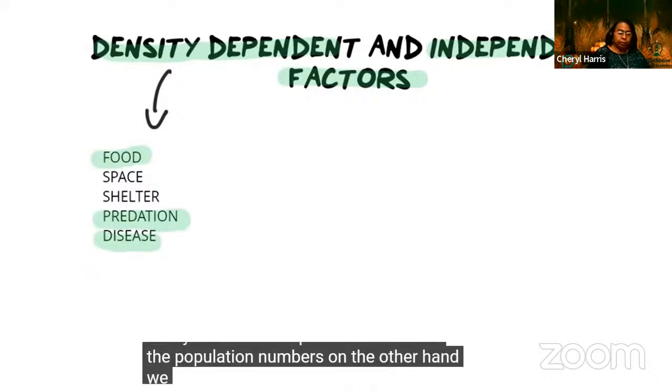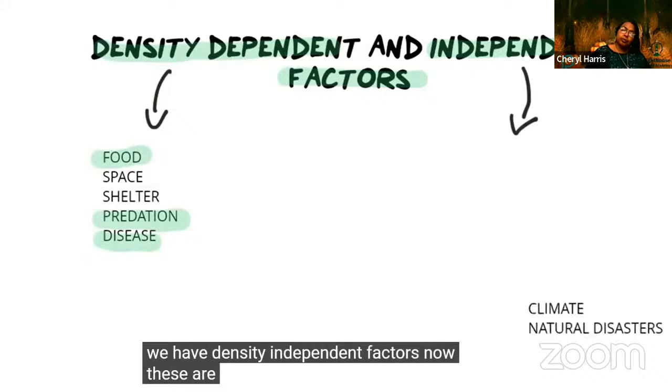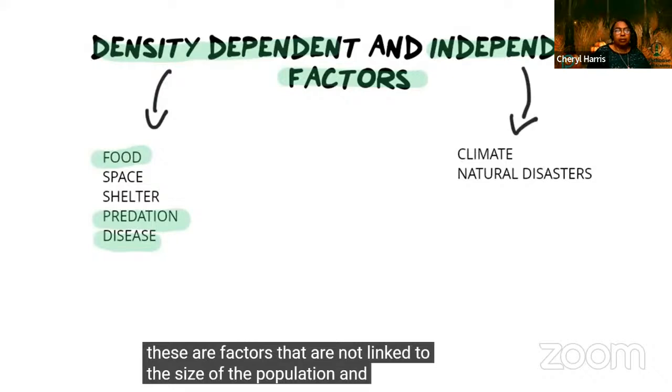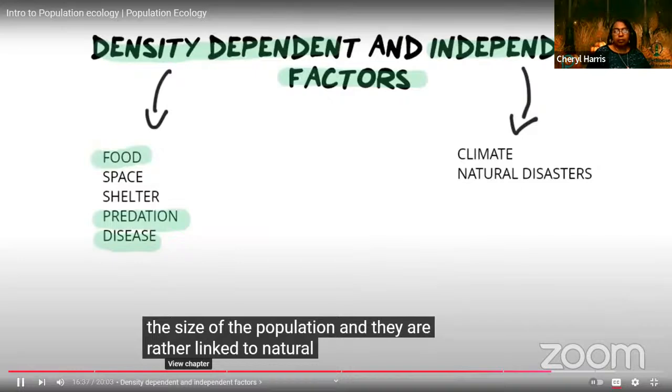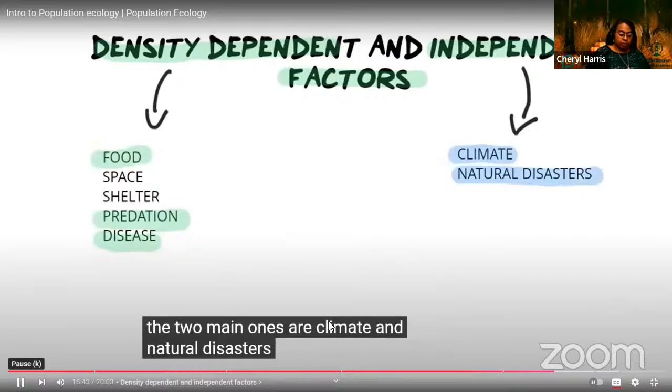On the other hand, we have density independent factors. Now, these are factors that are not linked to the size of the population, and they are rather linked to natural phenomena. And the two main ones are climate and natural disasters. All right, so write those two down. Okay, so independent again means it's not dependent on the size of the population, or not size related.